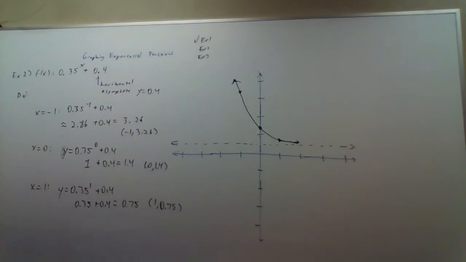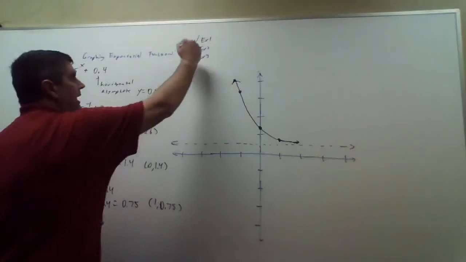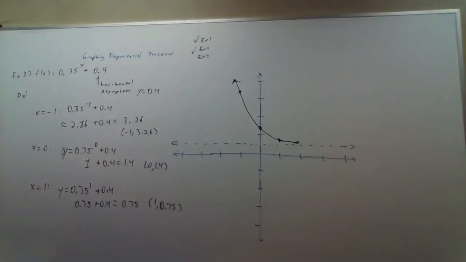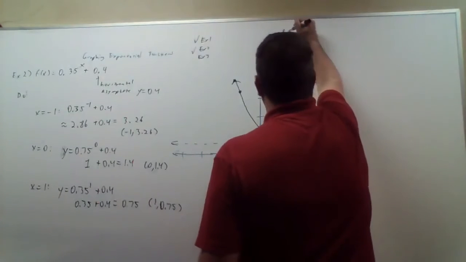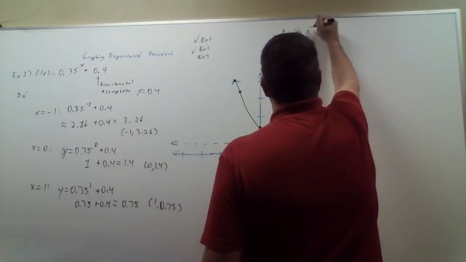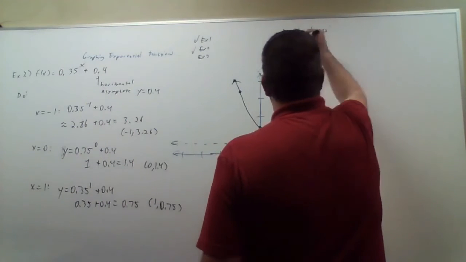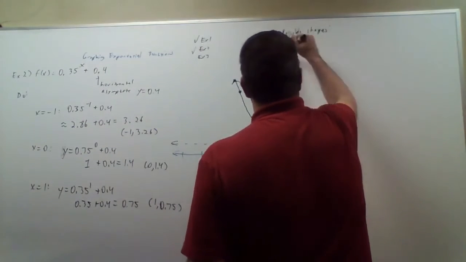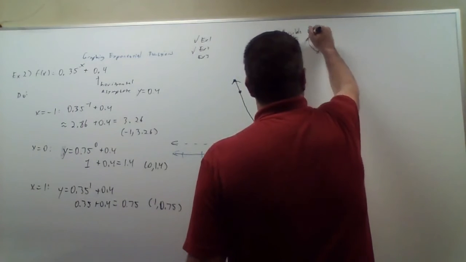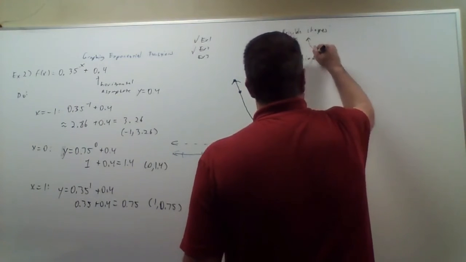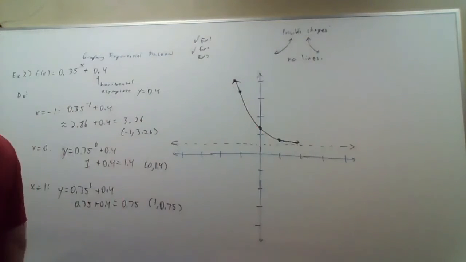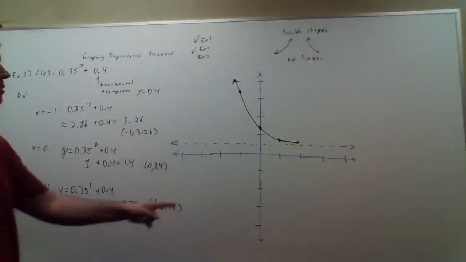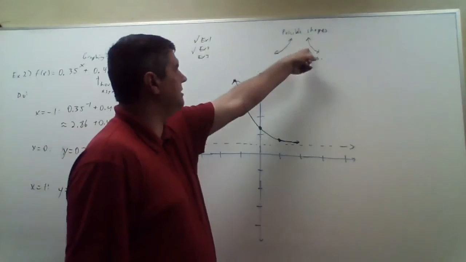All right, so example 2 is out of the way. Let me show you what we have. Possible shapes. We have this, we have this. No lines. Those are the possible shapes. Example 1 was this. Example 2 is that.